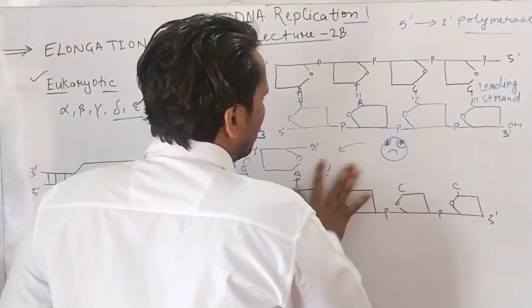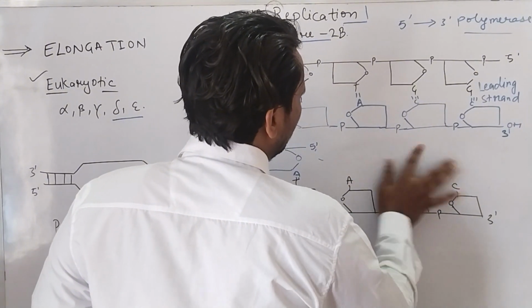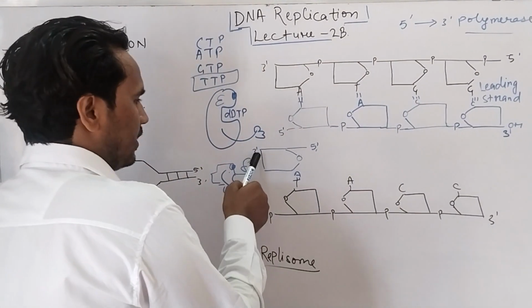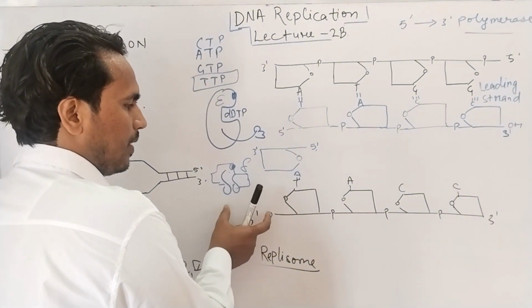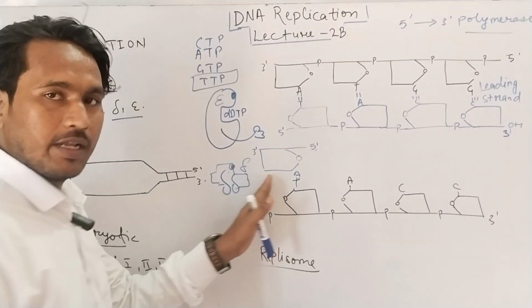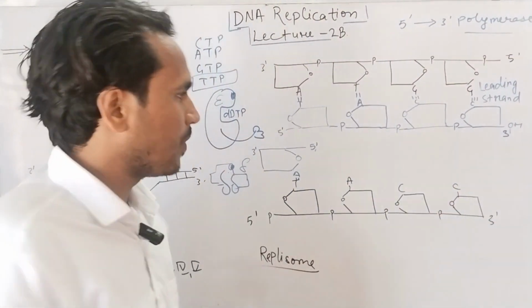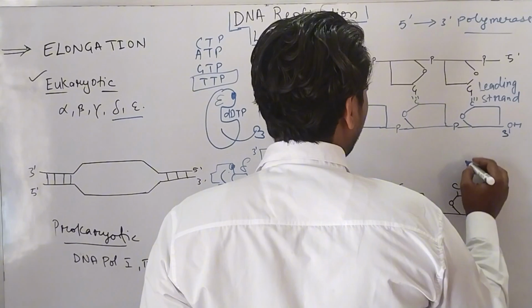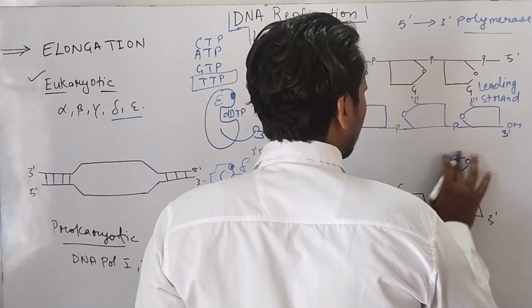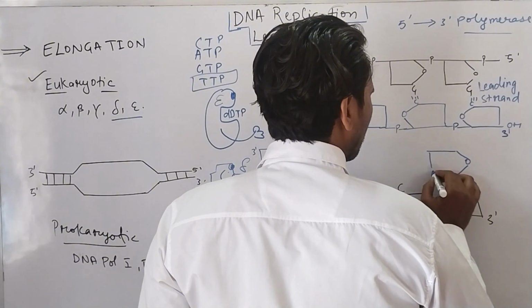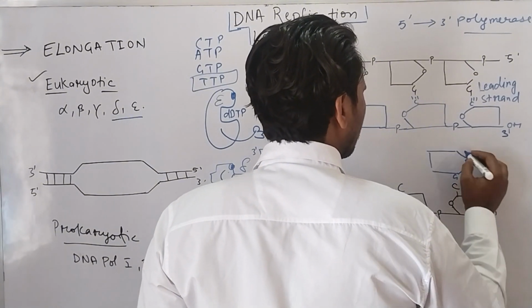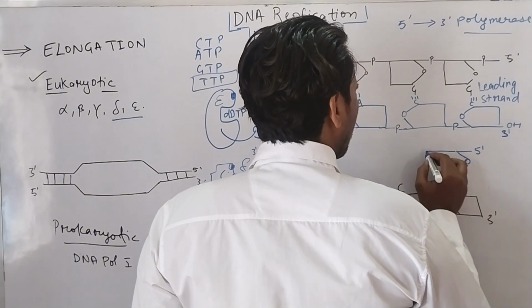So what will you do? You have to start somewhere from here. On this side there is no new template DNA, so it cannot synthesize here either. So it has to start somewhere from here. So you give a primer, suppose, and this is a G. Now this is a 5 prime, and this is a 3 prime.